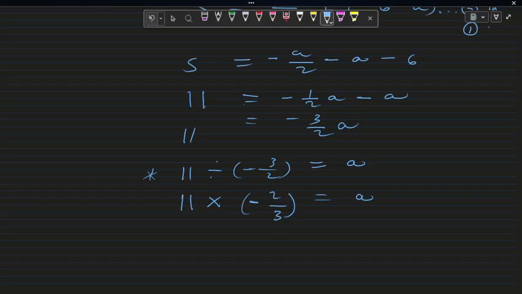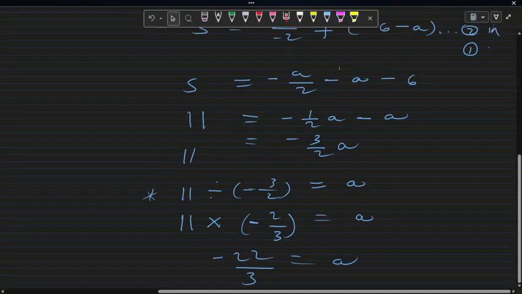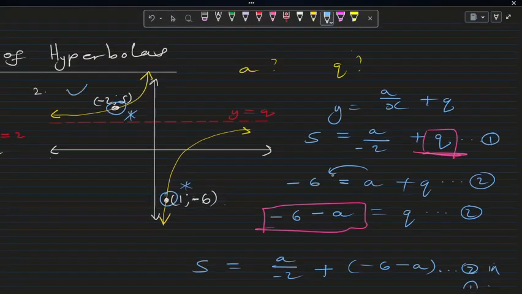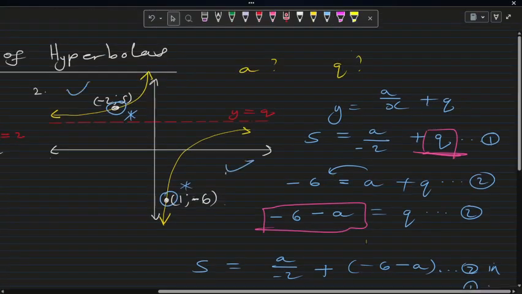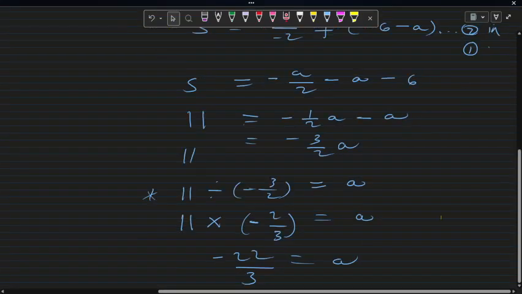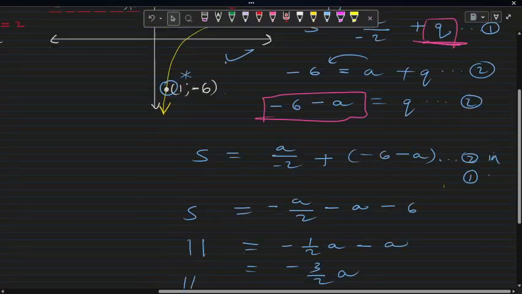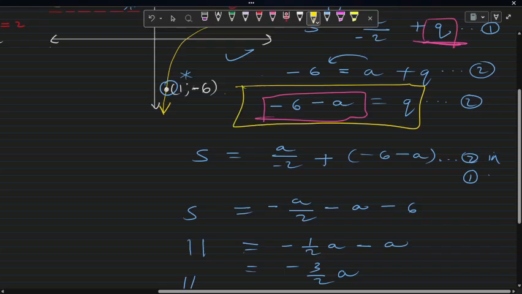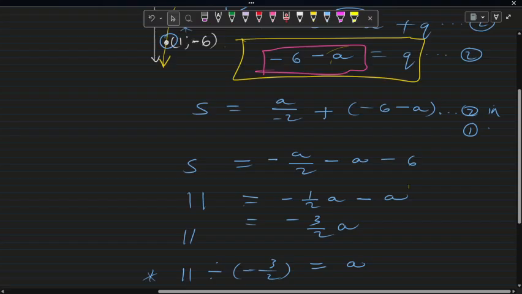And then 11 times 2, that will give us 22. So we have -22 over 3. This is the value of a. Now we see that our graph is in the second and fourth quadrant, and because of this we were expecting the a value to be negative, and we can see that the a value is negative. Now how do we get the value of q? We go back to this equation, and then we plug in the value of a that we have determined to get the value of q.